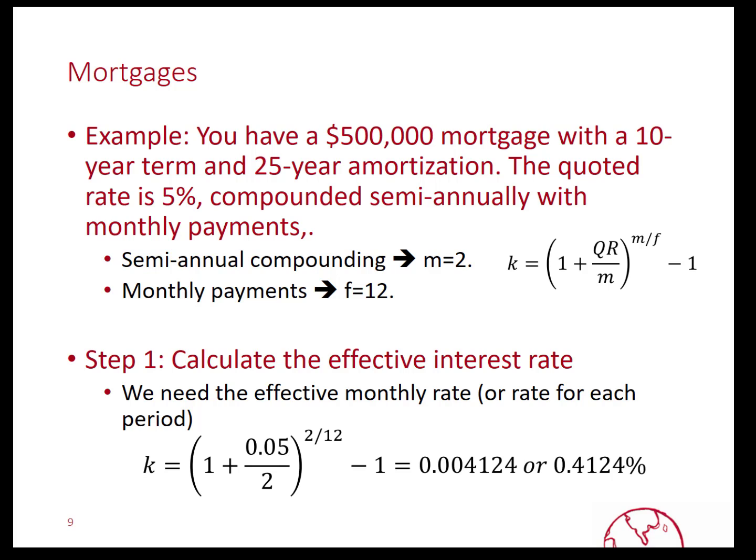We know that the quoted rate is 5%. Compounding, or M, is equal to 2. The number of periods, or payments per year, is 12, so F equals 12. Plugging that in, we see that our monthly effective rate is going to be 0.4124%. Does this make sense? Well, if you were to multiply 12 times 0.4, you would find out what your rate actually is going to look like over 1 year.